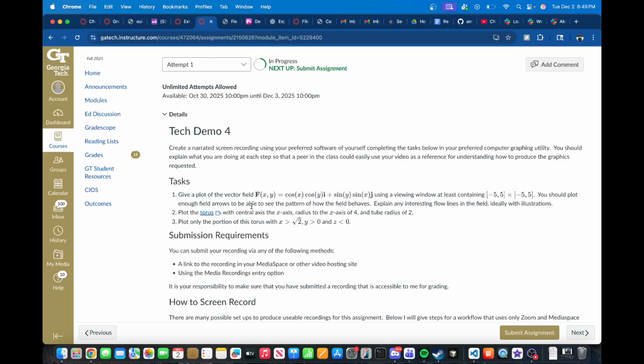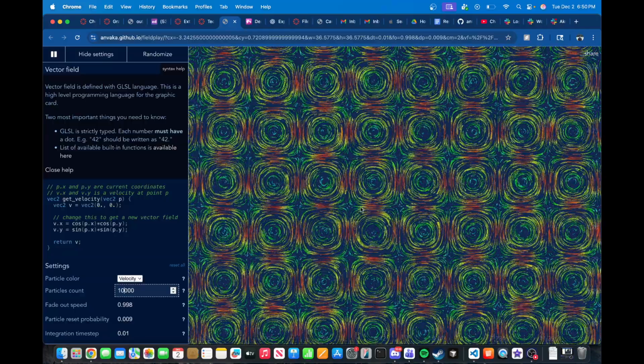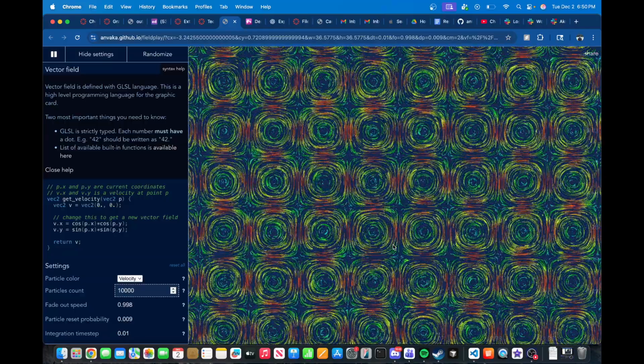So task number 1 asks us to give the plot of a vector field, cosine x cosine y times i hat plus sine y sine x times j hat, using a viewing window containing at least these bounds. And you should plot enough field arrows to see how the pattern of the field behaves. To do this, I used Field Play, which Professor Lehman showed us in lecture not too long ago.